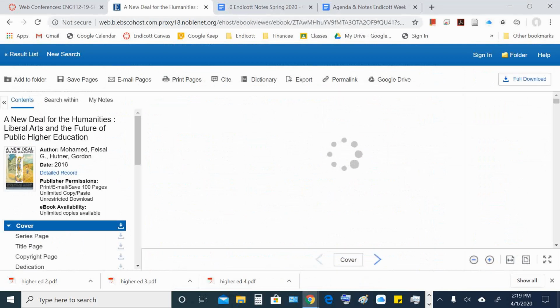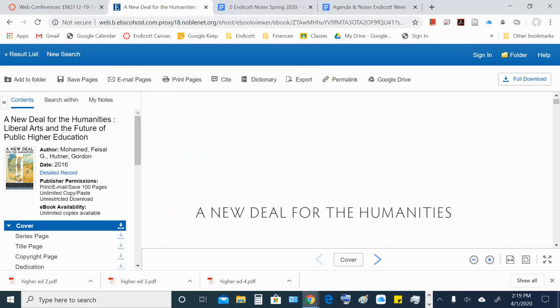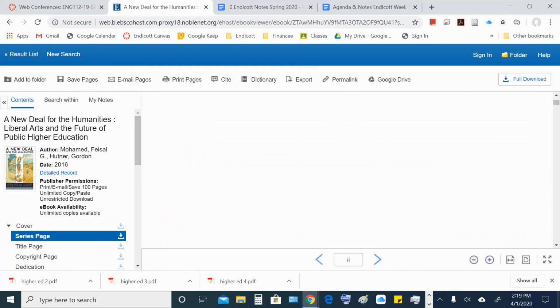So here's this book about liberal arts and the future of public higher education. I picked it because I'm assuming in order to write a book about the future of it, you would have to have addressed the past. So I'm thinking there might be some chapter in here that might be useful.